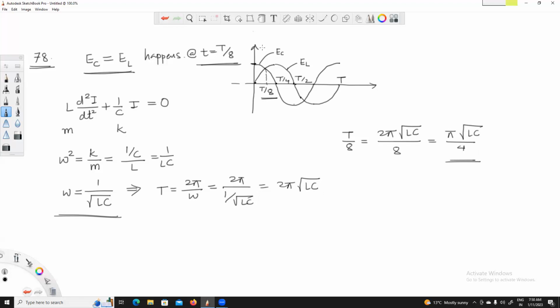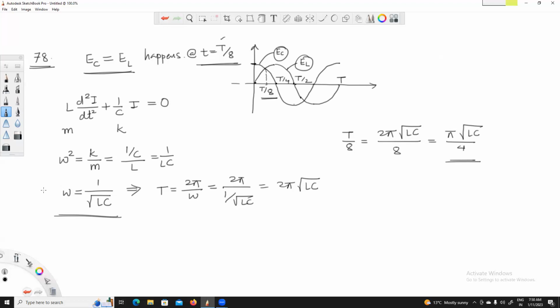So the energies across EC and EL become the same at time T by 8, the time period divided by 8. You just have to find the time period, and we know the resonant angular frequency is 1 upon root LC. Okay, that's it.